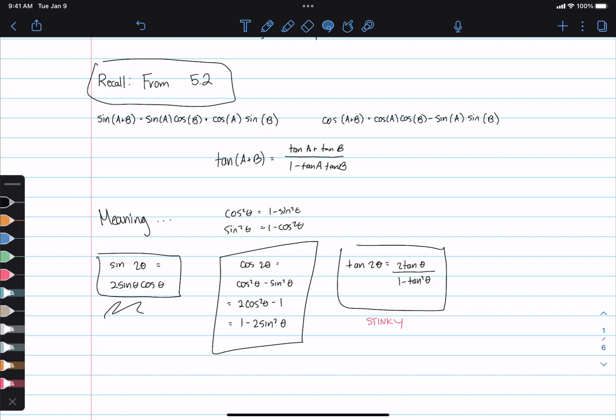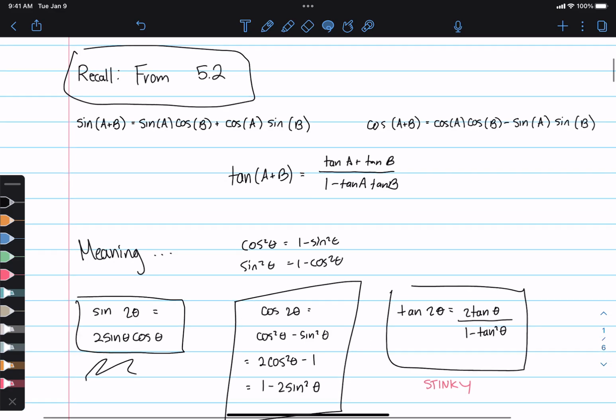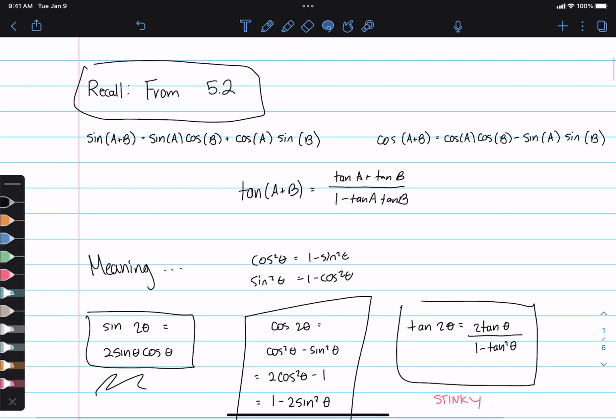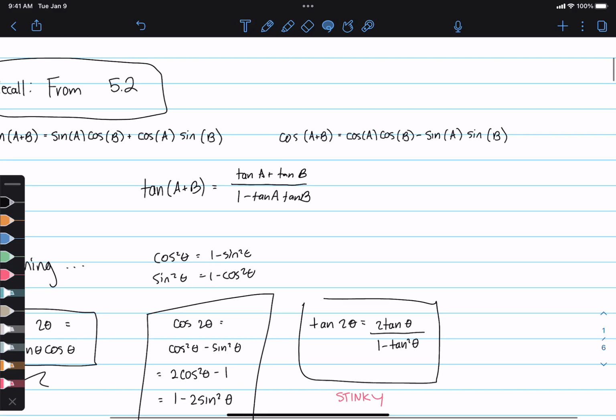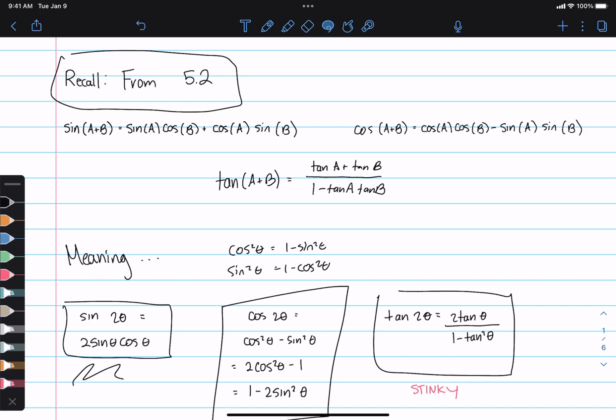So, recalling from your last section, 5.2, we learned that we can find the sine of the sum of two angles as this term right here. The sine of a plus b is equal to the sine of a times the cosine of b plus the cosine of a times the sine of b. And we also found that the cosine of a plus b was the cosine of a times the cosine of b minus the sine of a times the sine of b. And we also use those two to find that the tangent of a plus b is tangent a plus tangent b, all divided by the quantity 1 minus tangent of a tangent of b.